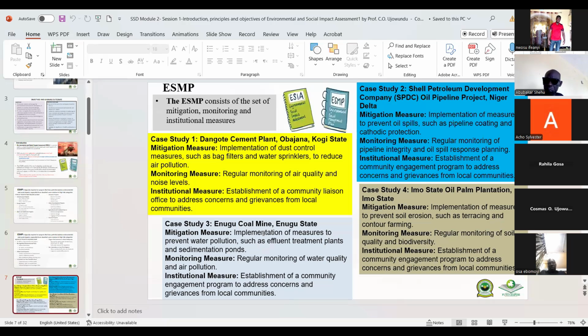Another one we have there is, let's take case number 2. Shell Petroleum Development Company, oil production. It is in Niger Delta. What is the mitigation measure? These measures are usually properly written in the CE-sPESS. Implementation measures to prevent oil spills, such as pipeline coating and cathode protection.